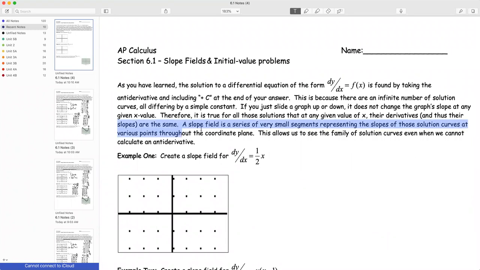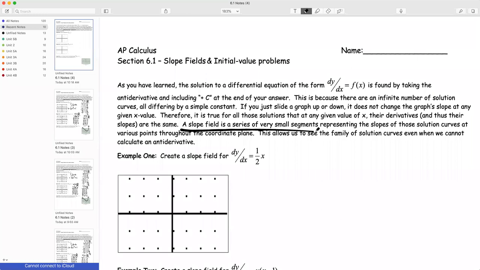So here's the definition that you need to know. A slope field is a series of very small segments representing the slopes of these solution curves at various points throughout the coordinate plane. We can call them little baby slopes. All right. And so I think it's helpful to make a chart when we are working these.